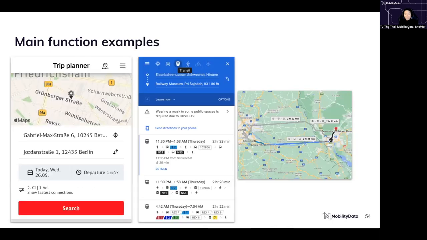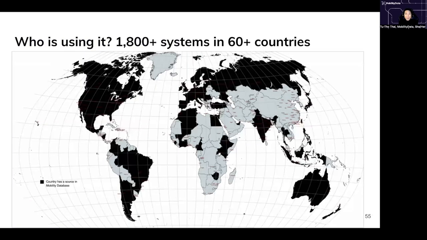A couple more examples of how GTFS is used as a backbone in numerous apps. I guess we're all familiar with that, trying to look at how to get from A to B in a public transit system. It's used in over 1,800 systems, again, not necessarily just cities, it could be wider, in over 60 countries. So quite a bigger coverage than GBFS because it's also older, simply as that.